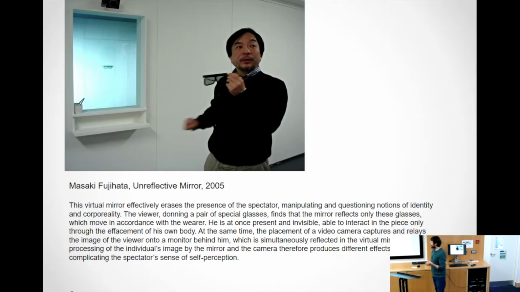And at the same time, and I forgot about this actually when we installed it, when I was looking back at a text I wrote, there's a placement of a video camera that captures and relays the image of the viewer onto a monitor behind them, which is reflected in a virtual mirror. So you are seeing yourself disappear and be made present in the same image. This mirror screen is erasing your presence from it and keeping the glasses and tracking the glasses, but is actually still picking up the reflection of yourself wearing the glasses behind you. Does that make sense? It's a convoluted kind of piece, but of course what it is about is affecting this moment of the uncanny, the simulation of the wearer.